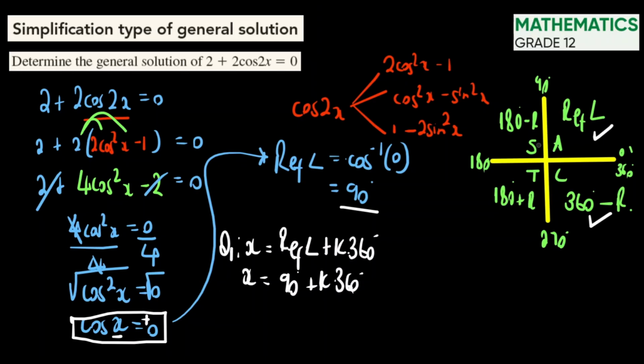We said cos is positive in the first quadrant, then the fourth quadrant. So quadrant number 4.